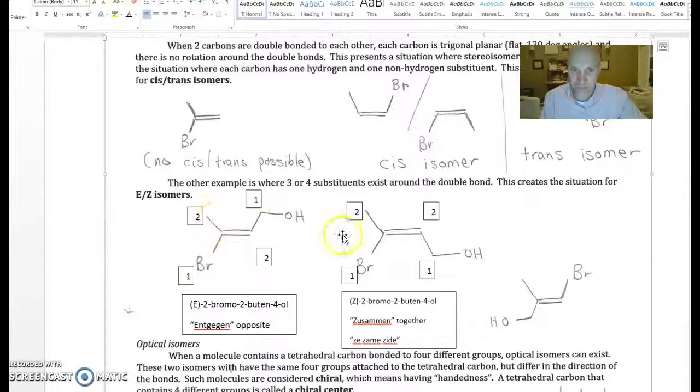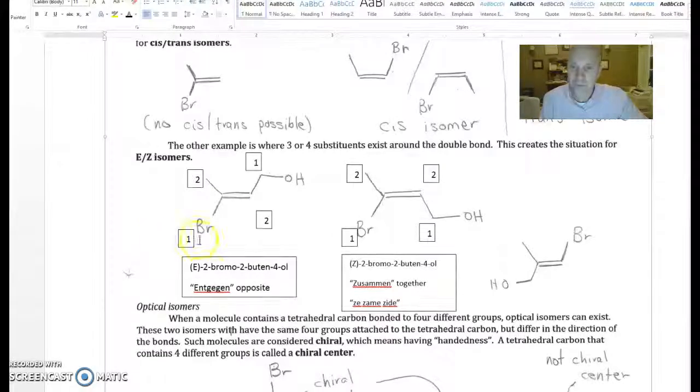Okay, so let's compare these 2 molecules right here. Notice that in this one right here, the bromine and this, I guess you'd call this a hydroxymethyl substituent, those are trans from each other. They're across from each other, where here the bromo and the hydroxymethyl are on the same side of that double bond. So the way that you do this is you look at both of the carbons.